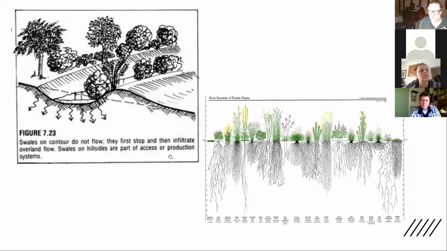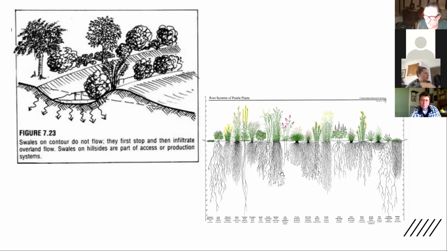Swales on hillsides are part of access or production systems. So you've got a level line across the landscape. It becomes a path. It's something you can now walk on. You've got an element that performs multiple functions. Ooh, permaculture. So we're going to reinforce the function by stabilizing it with trees. We're going to stabilize it with shrubs. We might even look at some of the wild plants that are out there in the world and realize that some of them have massive root systems.